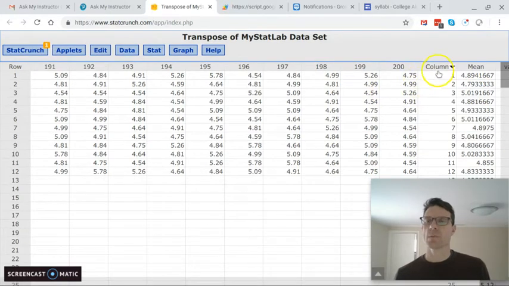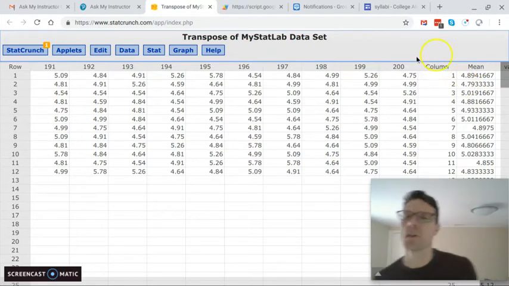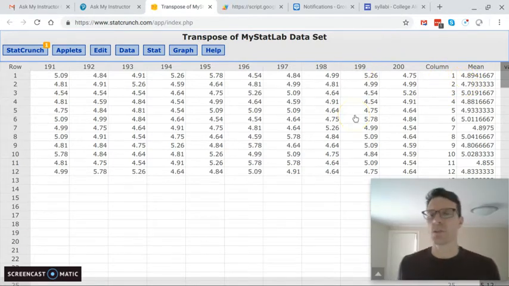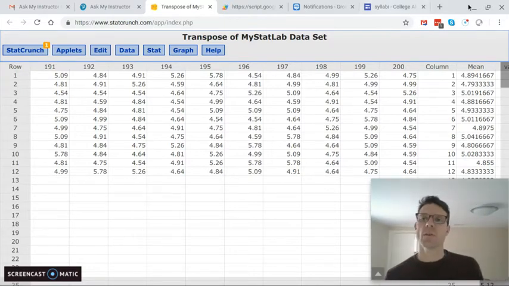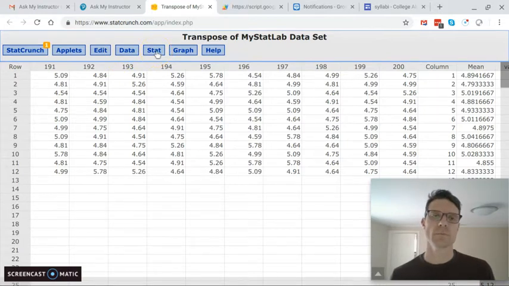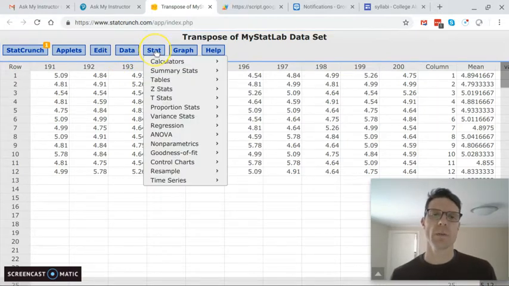Okay. So now we got 2 columns added onto the end of our table here. One is the sample number. So this is the first sample, and this is its mean. This is the second, and this is its mean. Now, of course, to get that confidence interval, we want to find the mean of the means.